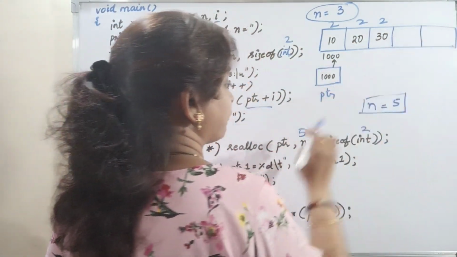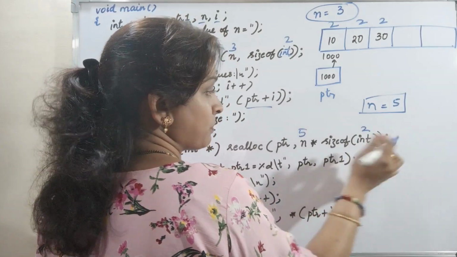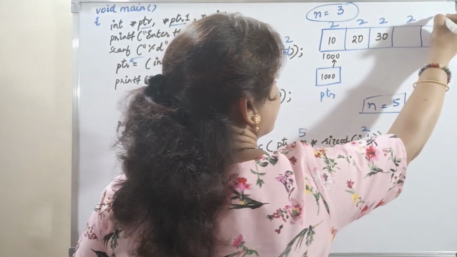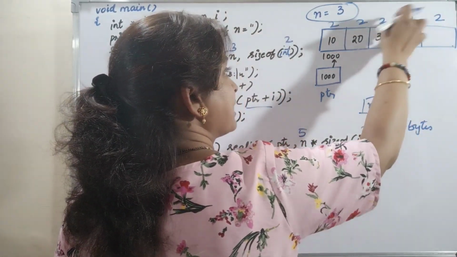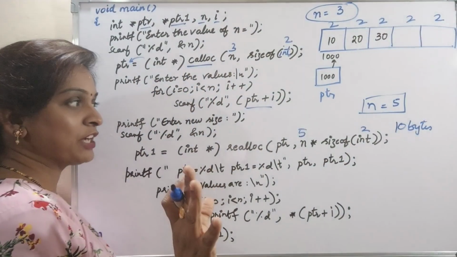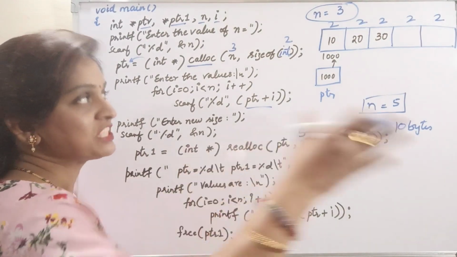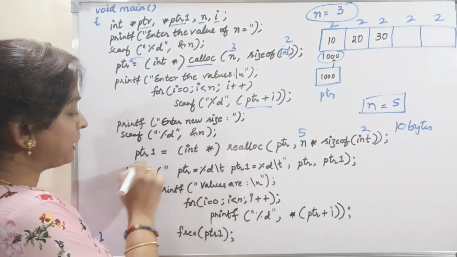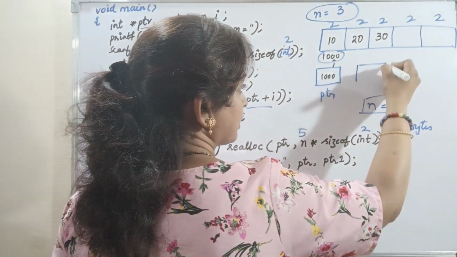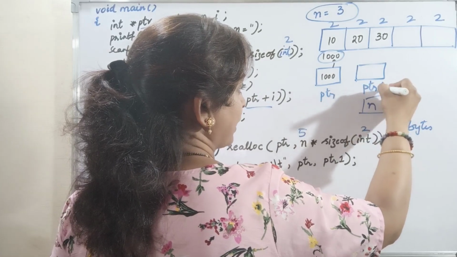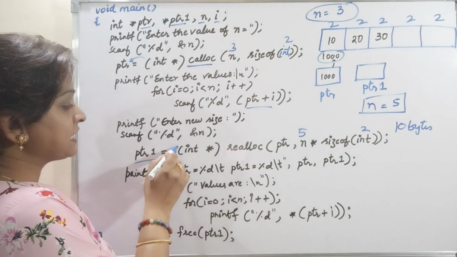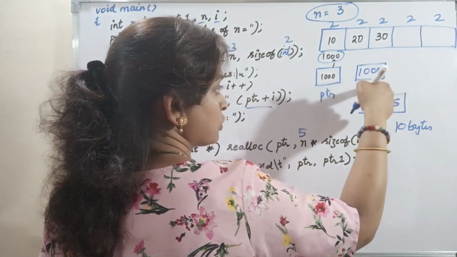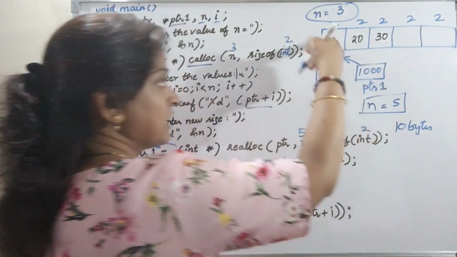So I say 5 into 2, how many bytes? It is 10 bytes of memory I need to allocate. So 4 more bytes. 4, 5, 6, 7, 8, 9, 10. So 10 bytes of memory I have reallocated. Means memory is extended and it returns the same base address to PTR1. So I have one more pointer now, say PTR1, which is also getting the same address. It is returning the same base address. So PTR1 is also having 1000. So it is also pointing to the same location.